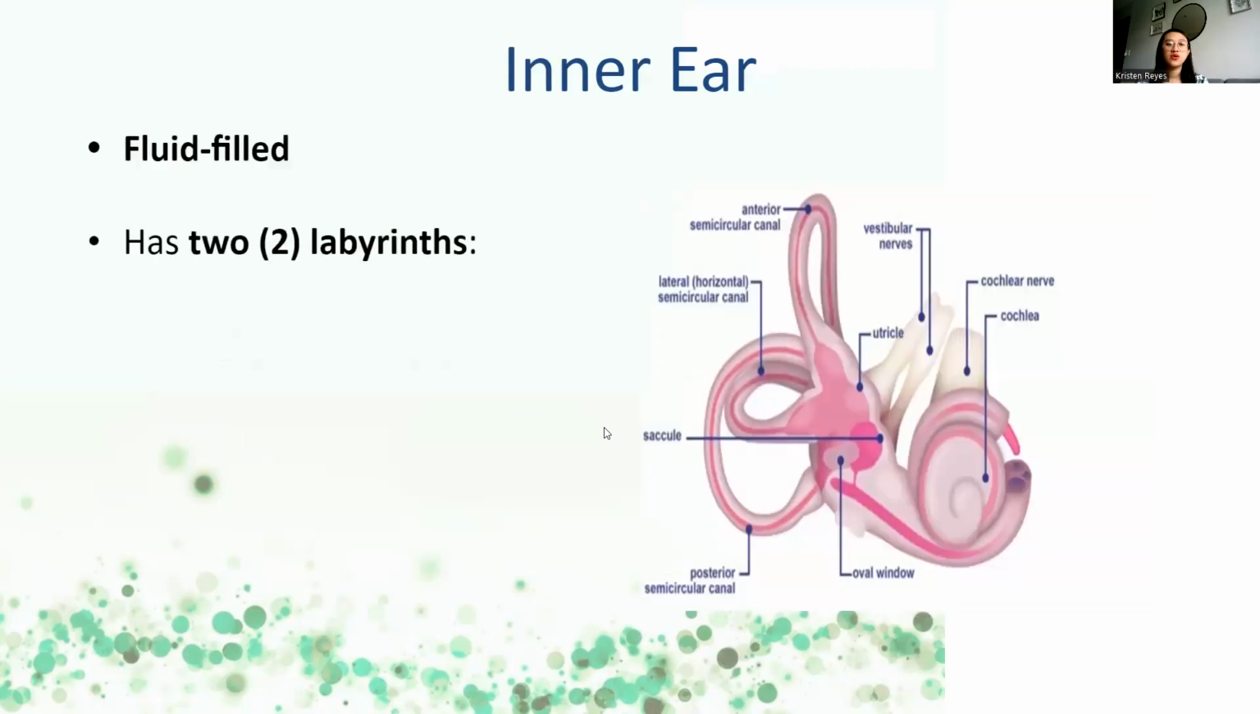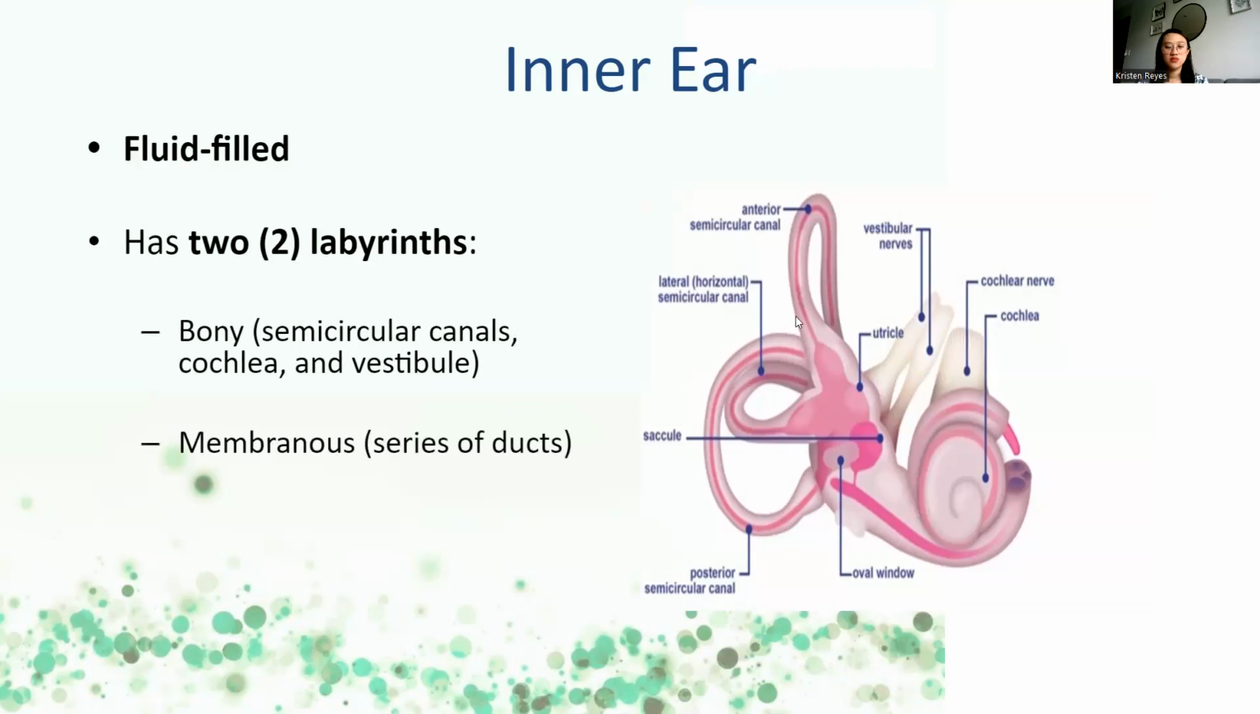Inner ear is composed of your cochlea and vestibule. Okay. So the cochlea and the vestibule is composed of two labyrinths. This is fluid filled, meaning labyrinths, parang cave, no? Daluyan. Okay? So the daluyan or the labyrinths are filled with fluid. So you have two labyrinths, bony and membranous. So in the bony labyrinths, you have the semicircular canal, the cochlea, and the vestibule. This is the cochlea. Okay, this is the vestibule.